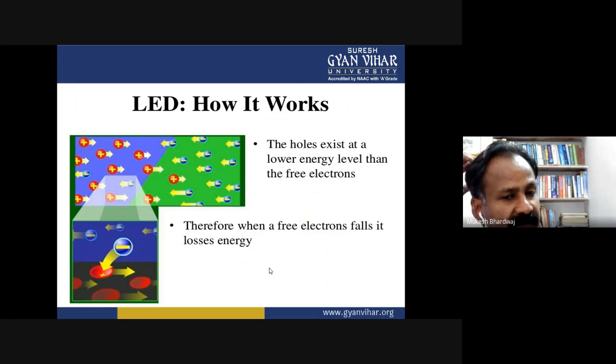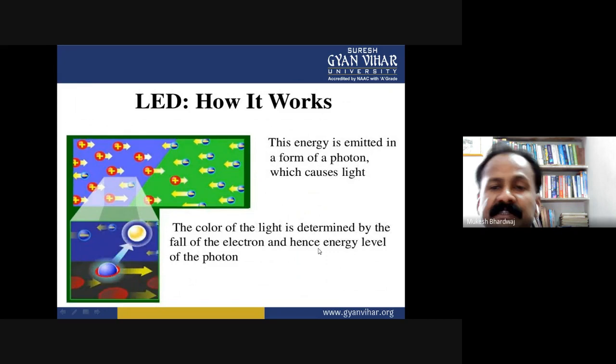Or we can say that the recombination. Then it loses energy. This energy is emitted in the form of a photon, which causes light. The color of the light is determined by the fall of the electron and hence the energy level of the photon. So this is how the LED works.